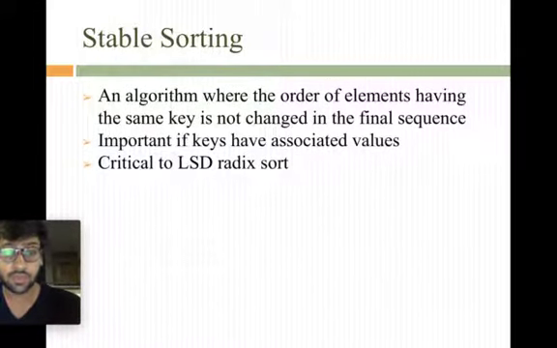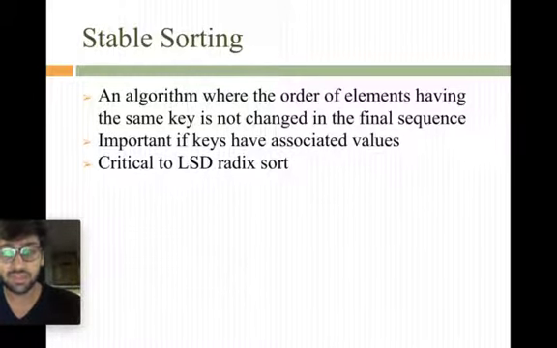But before we get into that, there is one very important property that we need to study, which is stable sorting. Why stable sorting? Because this is something very critical to Radix sort, especially least significant digit Radix sort. So a sorting algorithm where the order of elements having the same key is not changed in the final sequence is called a stable sorting algorithm.